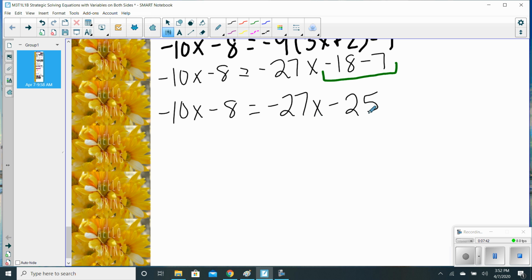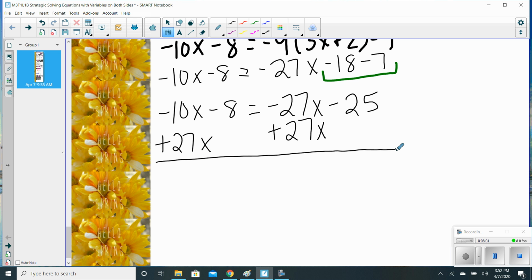So now our next step is, I would recommend moving the variable first, just so we can get x in its place. Negative 27x is the one that I'm going to choose to move. You can choose to move the negative 10x if you want, but I feel like the negative 27x is easier, because then it's going to give me a positive variable. So when I do this, I have negative 10x plus 27x, and that's going to give me 17x minus 8 equals negative 25. So remember, you remove the 27x from this side, but the negative 25 is still there.